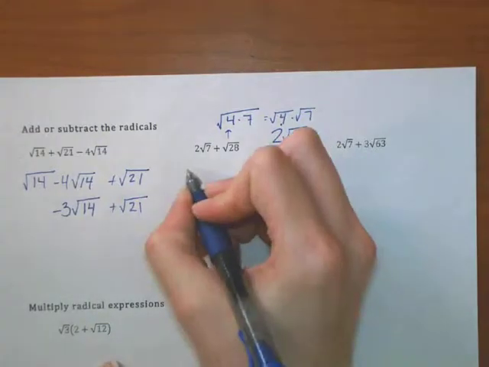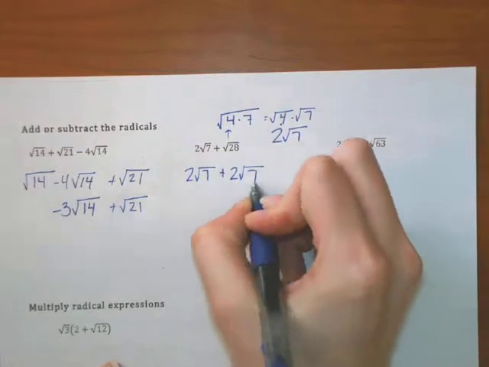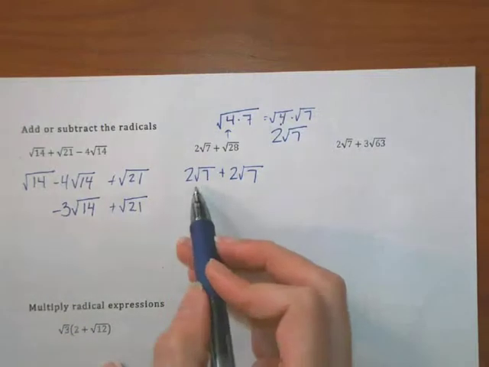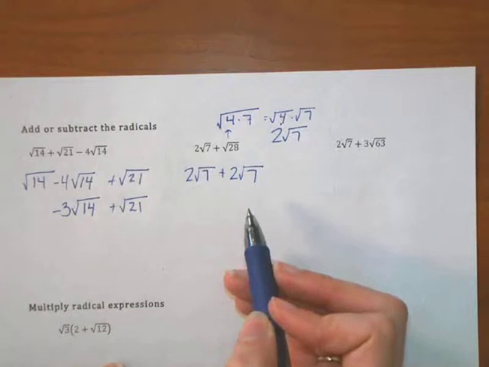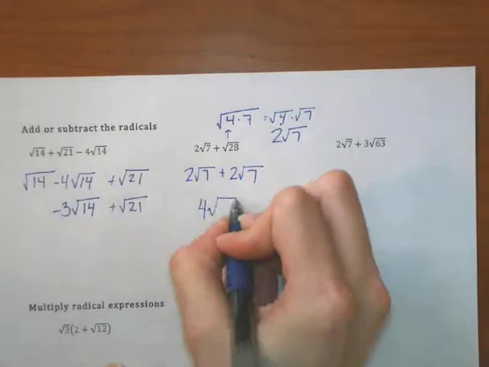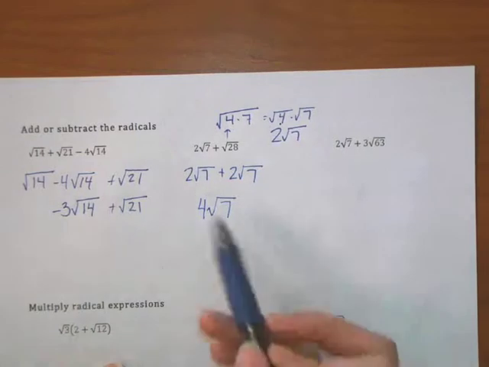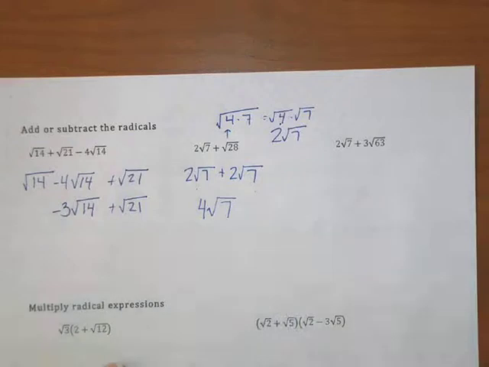So I'm going to rewrite this with my new simplest form. So I have 2 times the square root of 7 plus 2 times the square root of 7. So I have 2 roots of 7 plus 2 roots of 7. How many roots of 7 do I have? I have 4 roots of 7. And we're all done. So I had 2, I added another 2, and now I'm left with 4 roots of 7.